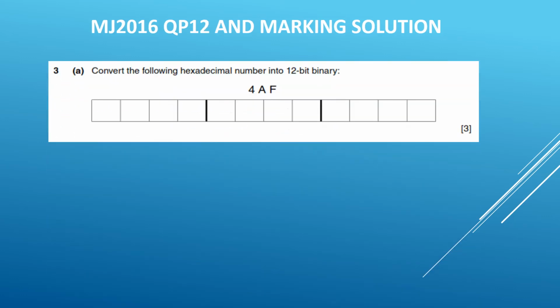Now let's take another example. This is question number 3 from the May-June 2016 paper, question paper variant 1-2. It asks us to convert the following hexadecimal number into 12-bit binary. The hexadecimal number given is 4AF. So there are 3 digits. One digit will be stored in 4-bit binary, the next digit will be stored in 4-bit binary, and the next digit F will be stored in 4-bit binary. So collectively that is going to make a 12-bit binary register.